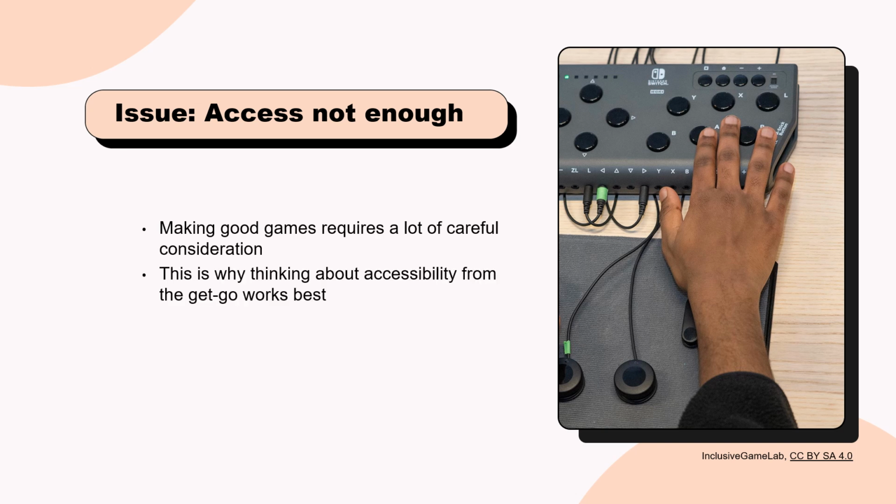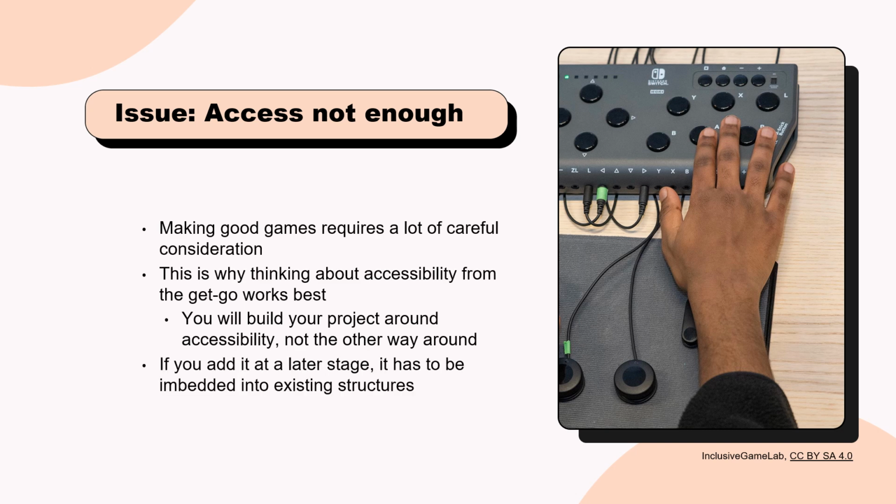This is why considering accessibility from the get-go usually works best. It will be an integral part of your game, carefully tied into every part of it. Meanwhile, if you add accessibility at a later stage, it has to be embedded into existing structures, and usually guidelines do not provide any or sufficient advice on how to achieve this. Delivering satisfactory, or better yet, engaging and exciting user experiences requires much more than just providing access.